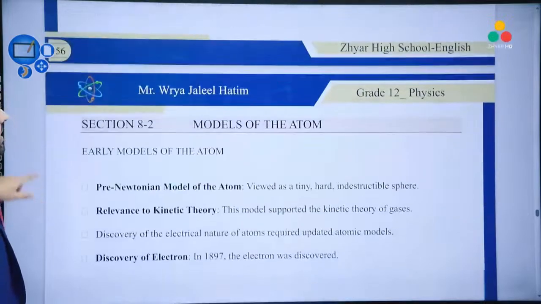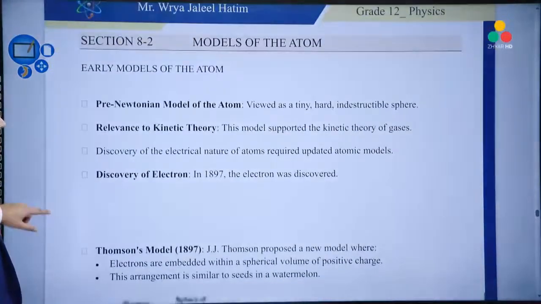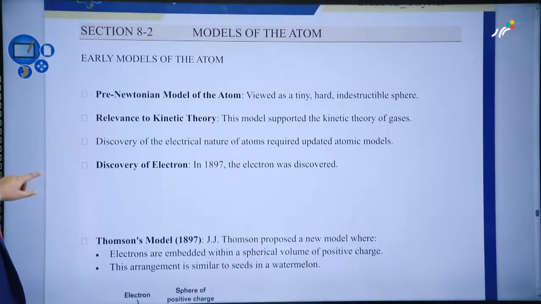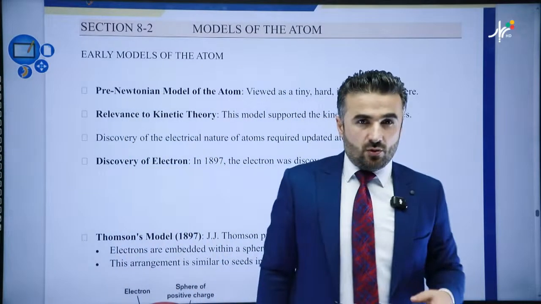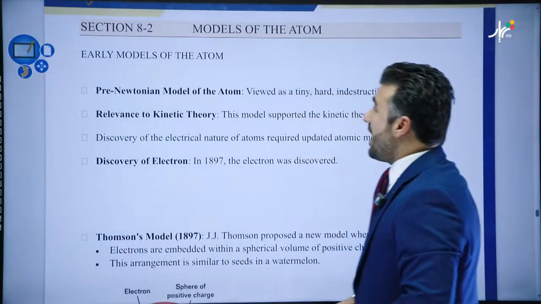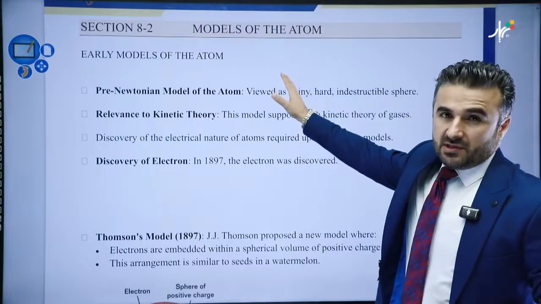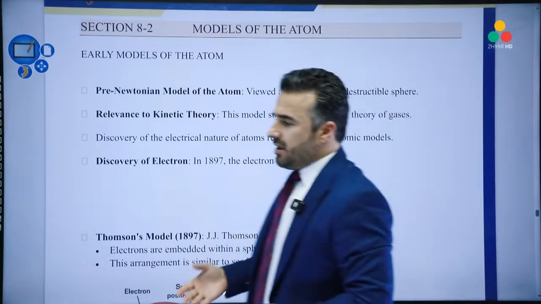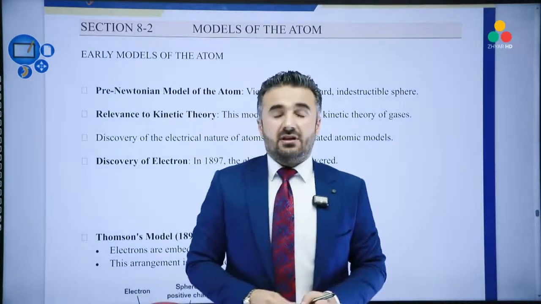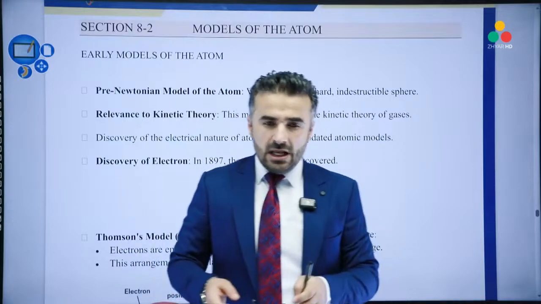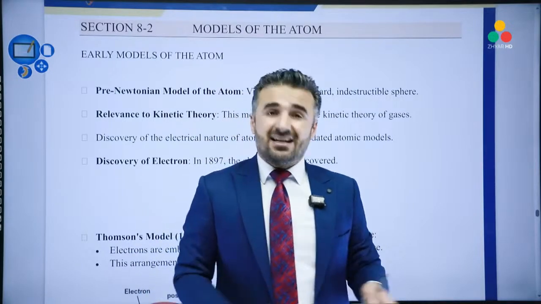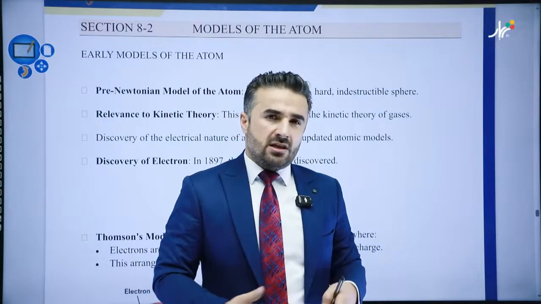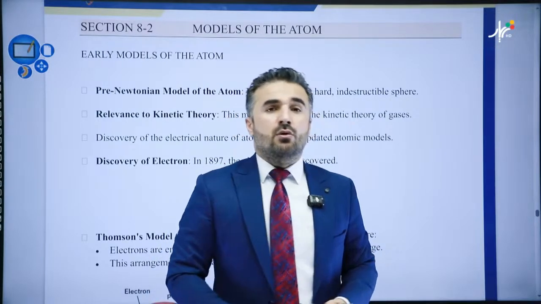Okay, now regarding 8.2 here, I was planning to do this one in a different session, but we have some time, so we'll go through this one too. So now we have models of the atom. We are going through the models of the atom, not of the electrons. How did the models start? What did scientists think of the atoms, and how did their thinking progress over time?